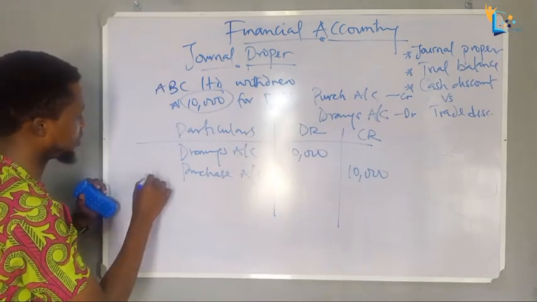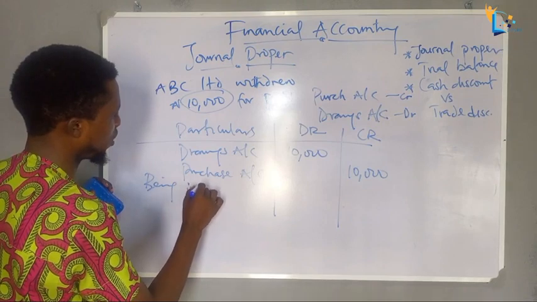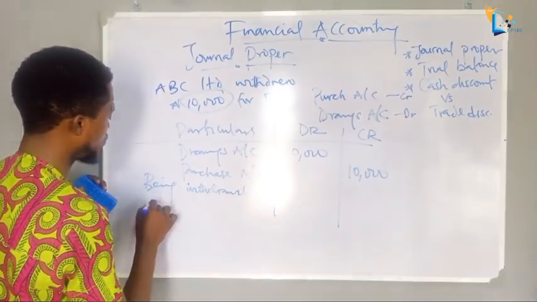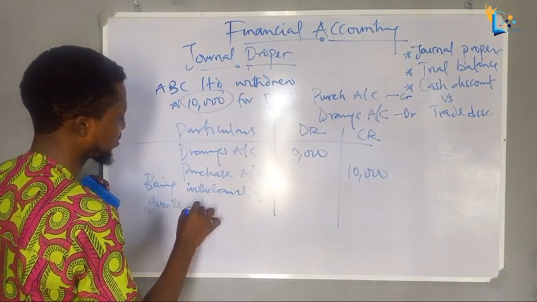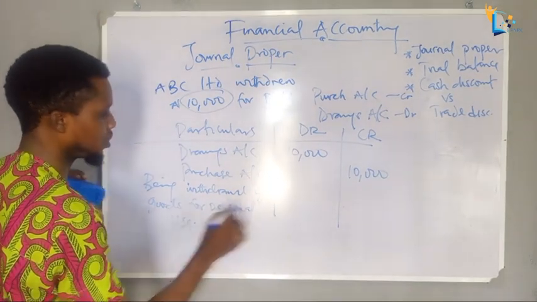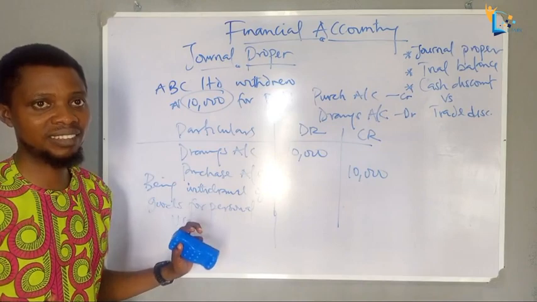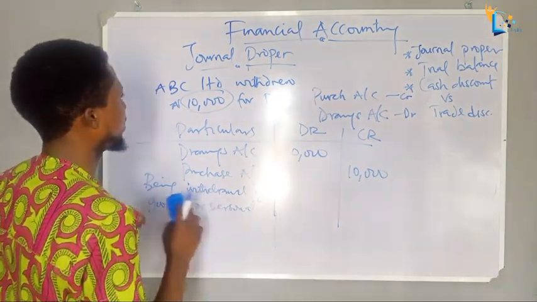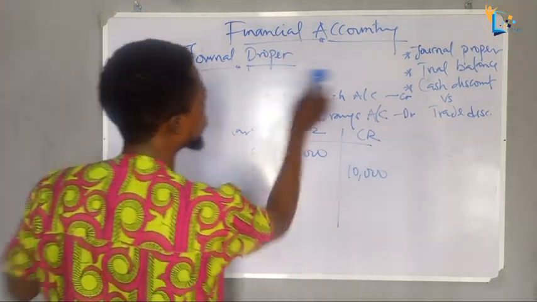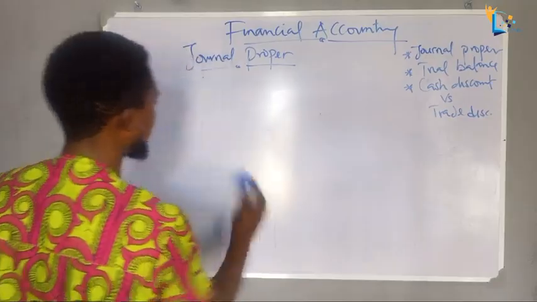Okay, then the narration will be: being withdrawal of goods for personal use. Simple narration. Being withdrawal of goods for personal use. This is how we enter it in our journal. Then lastly, we're going to look at transfer from one account to another.